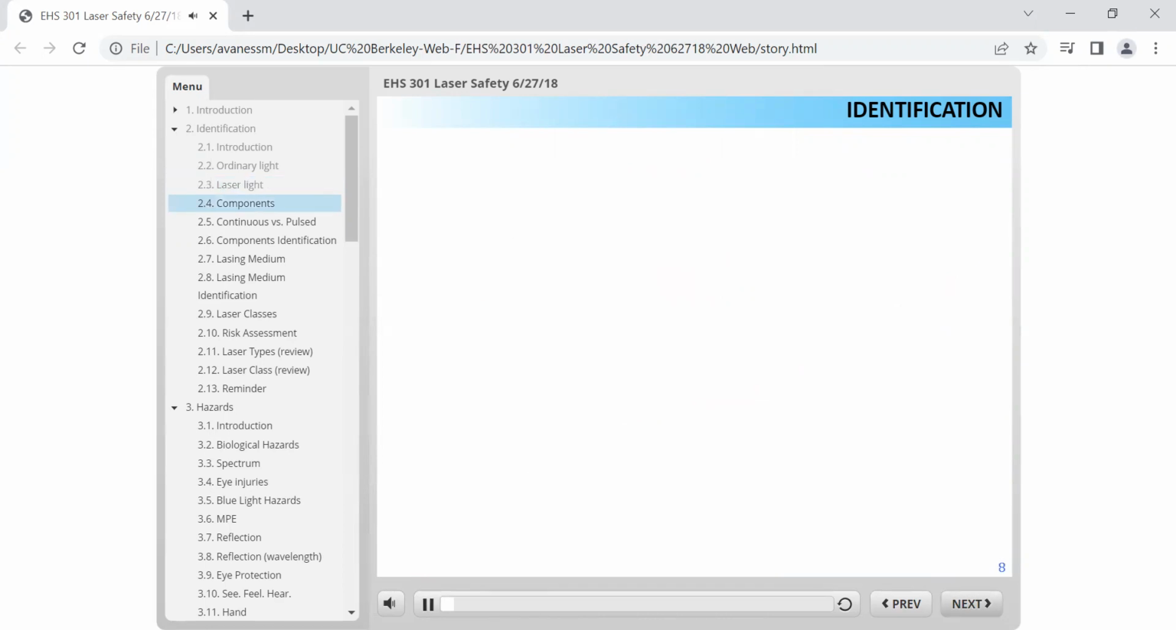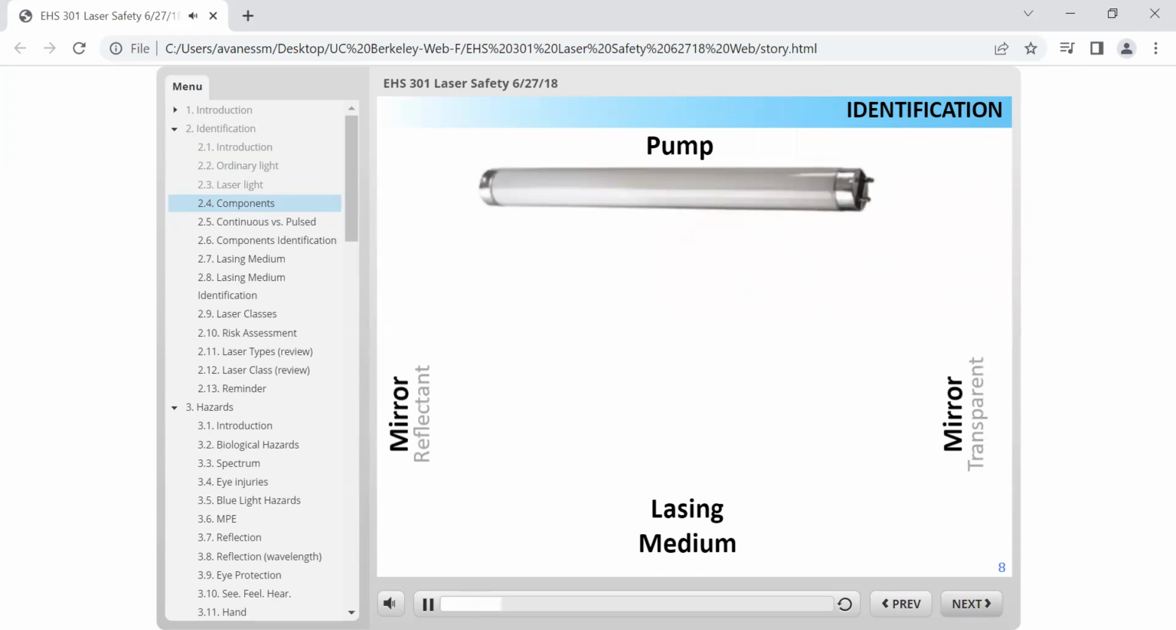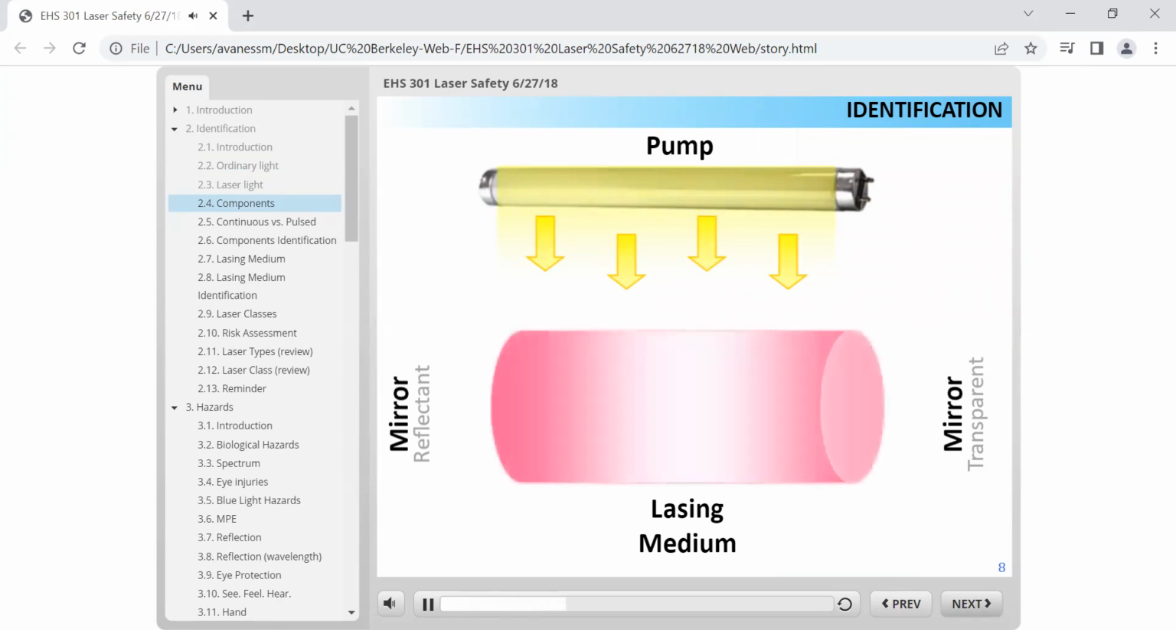All lasers have three common elements: a pump, lasing medium, and an arrangement of two mirrors. The pump produces energy used to excite the lasing medium. Examples of sources include flash lamps, electricity, chemical reactions, and other lasers. The lasing medium is a substance that emits coherent light as a result of exposure to the pumping system. Two mirrors form a feedback mechanism.